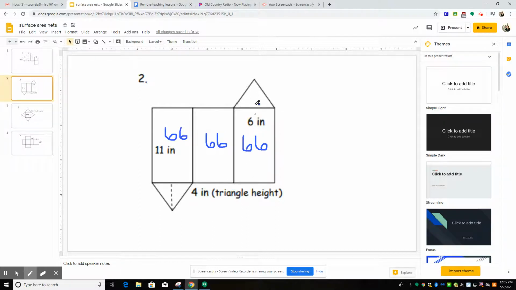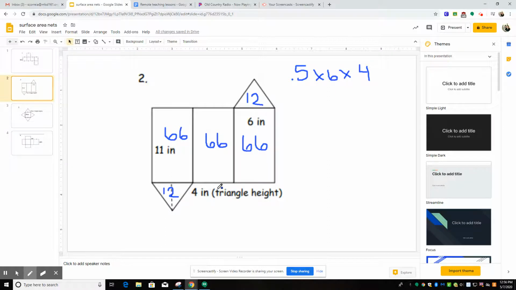And then we have our 2 triangles. And remember, area of a triangle is half times base times height. So we would have 0.5 times 6 times 4. And if you do that on your calculator, you would get 12. So we have 12 and 12.